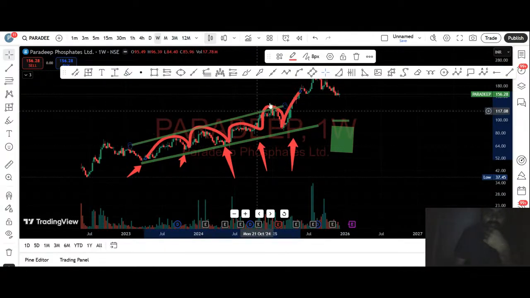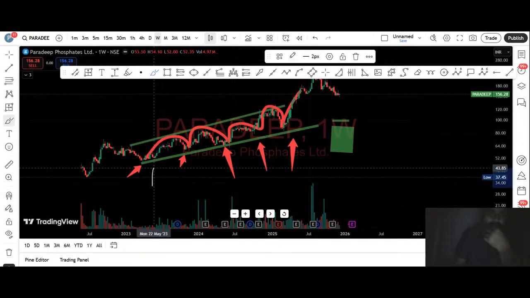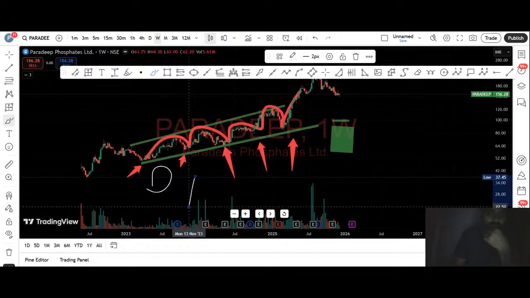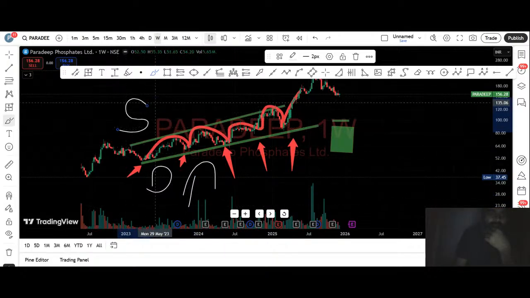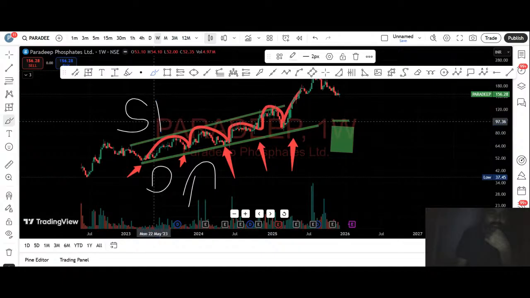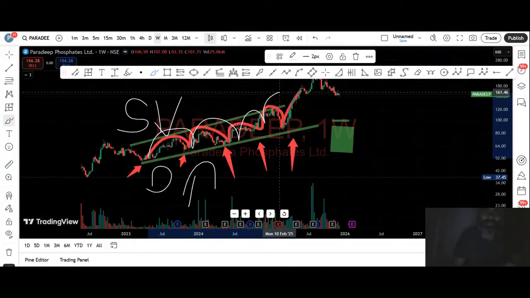At this point, I will write here: the demand is increasing, and along with that, supply is decreasing. That's the only reason the price is making higher tops and higher bottoms, right?